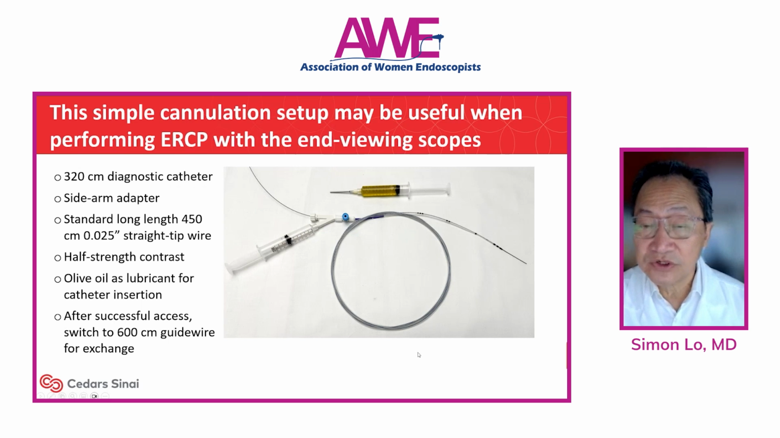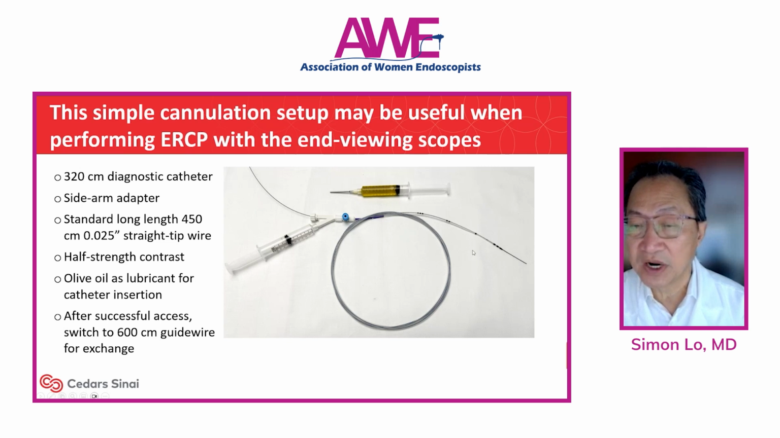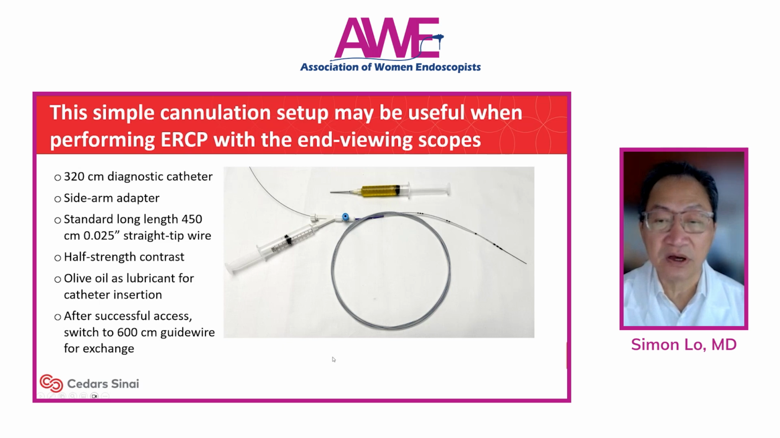This is my favorite go-to instrument, a long 320 single lumen catheter for cannulation. I use the guide wire as a lead to cannulate the papilla. This is a 025 guide wire, which is thin enough to allow contrast to inject around the space in the catheter, going over a wide side arm adapter. Having some lubricant, using vegetable oil or olive oil, is very helpful for passing through the long scope.